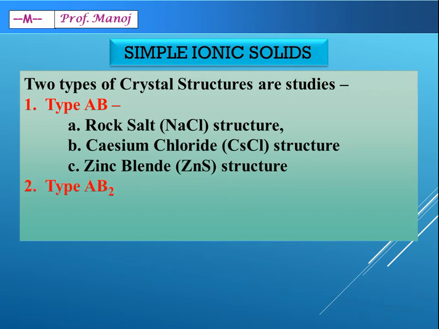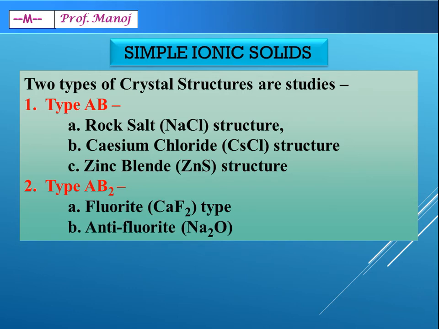Moreover, we have a type called AB2, where one cation and two anions, or one anion and two cations, are possible. For example, the fluorite system, where there is one cation and two anions, and the anti-fluorite system, where there are two cations and one anion. In our syllabus, we have to study these five systems.